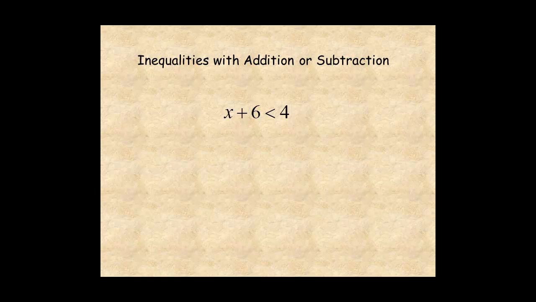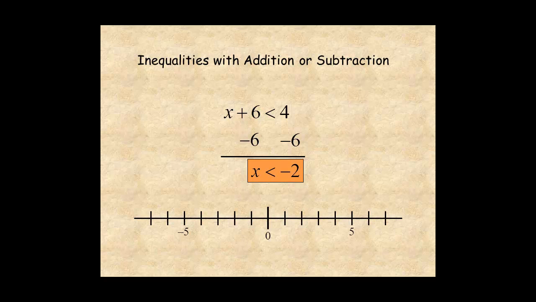For this example, 6 is being added to x, so use the inverse operation and subtract 6 from both sides of the inequality. On the left, 6 minus 6 equals 0, and you have x plus 0, which is just x. On the right, 4 minus 6 equals negative 2, and the solution is x less than negative 2. To graph the solution set, draw an open dot at x equals negative 2 and an arrow to the left.